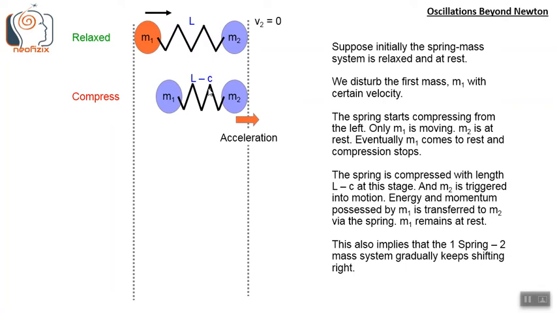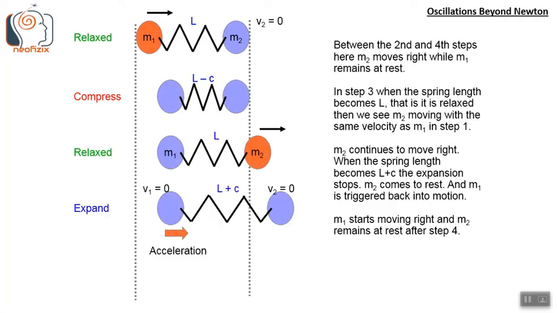The spring is compressed to a shorter length, L minus C, at this stage, in step 2 here. And m2 is triggered into motion at this stage. Energy and momentum possessed by m1 is transferred to m2 via the connecting spring. So m1 remains at rest in stage 2 and after that. This is shown here. So this also implies that the one spring two mass system gradually keeps shifting right. So we shall see that.